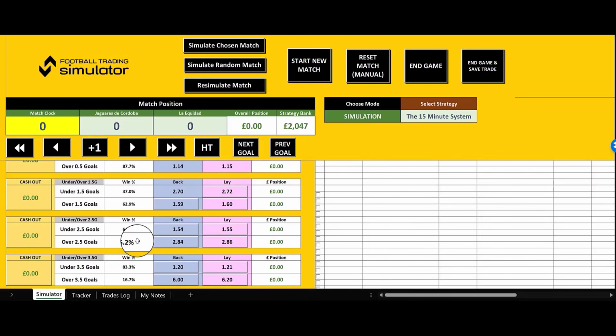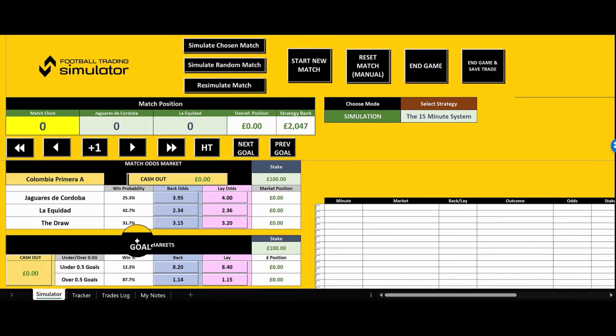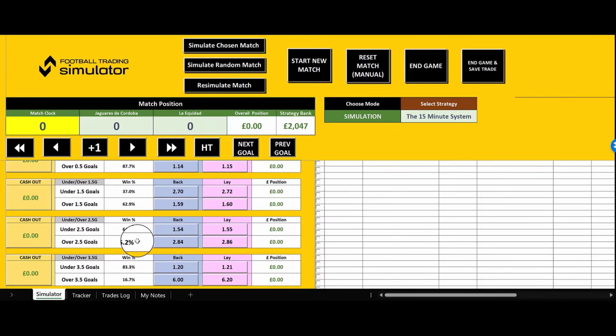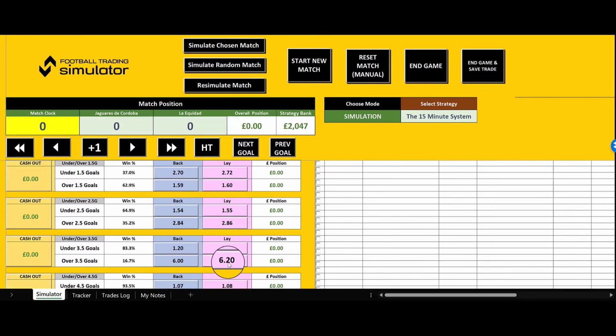So anyway, let's take a look at this match. This is from Colombia, and we're going to lay over 3.5 goals. Very big price here, 6.2. So probably the biggest price we've done. So this is either going to give us a very easy win, or it's going to give us a pretty dramatic loss. So let's see. Trade number 10. Let's move it forward 15 minutes, and let's have a look at this. And all right, we're out with a profit.